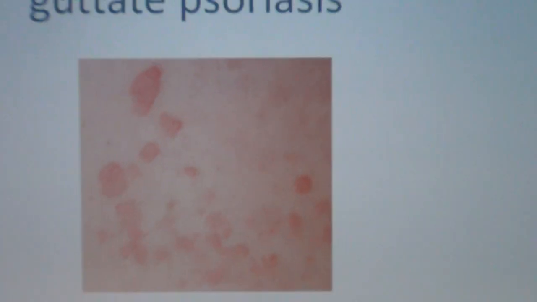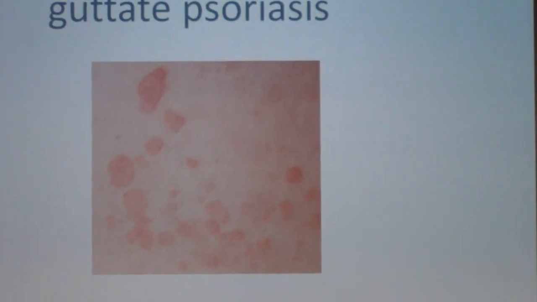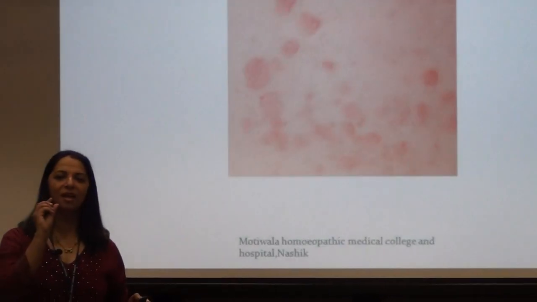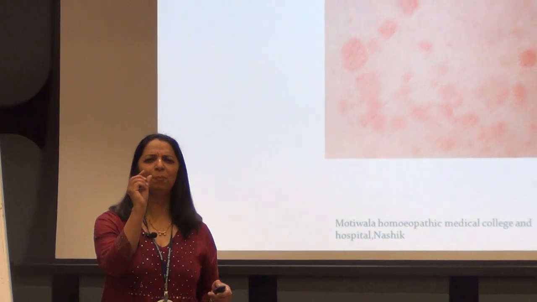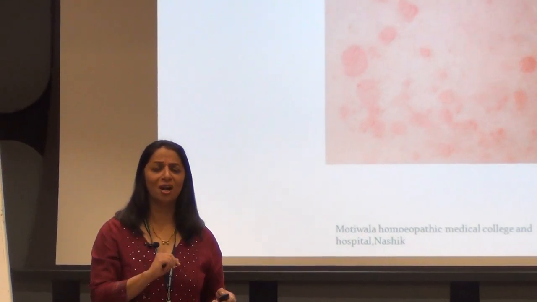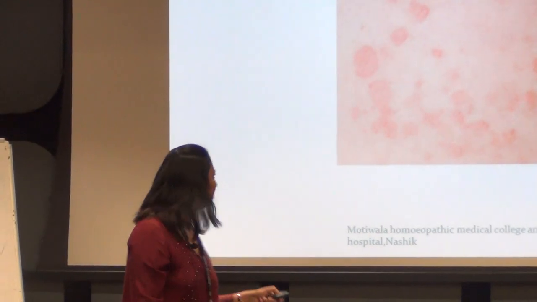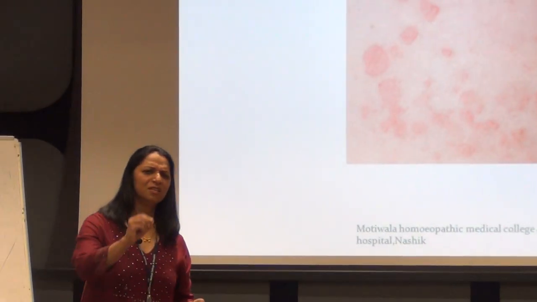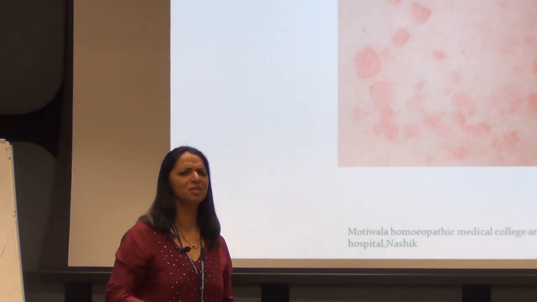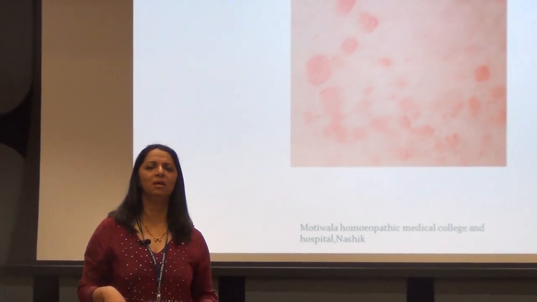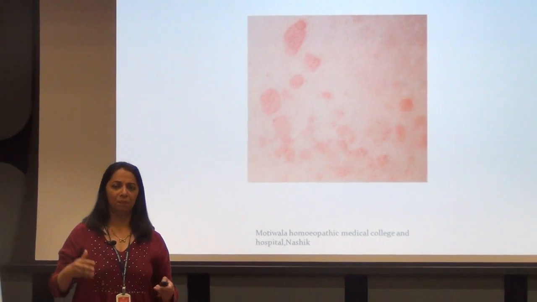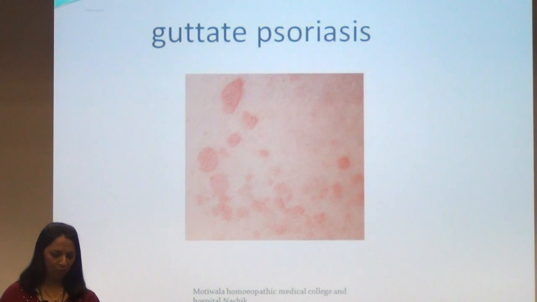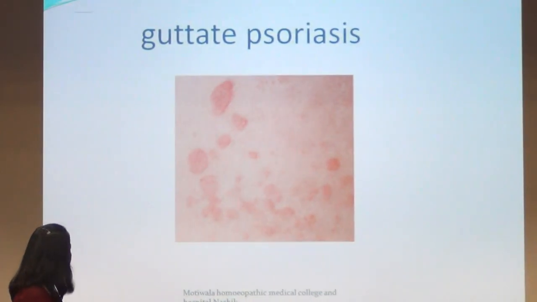Guttate psoriasis. This is a form of psoriasis wherein the patches of psoriasis appear small in size. That means a split pea size, small patches, which is called gutta. From the word gutta comes guttate psoriasis, nothing very different, but guttate psoriasis is usually a very severe form of psoriasis because you can have it over the whole body in the form of small papular lesions with scaling.